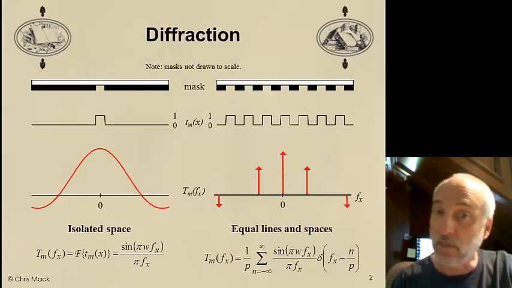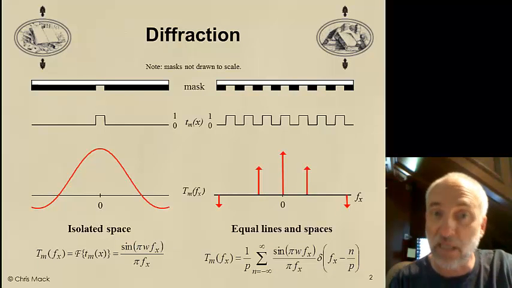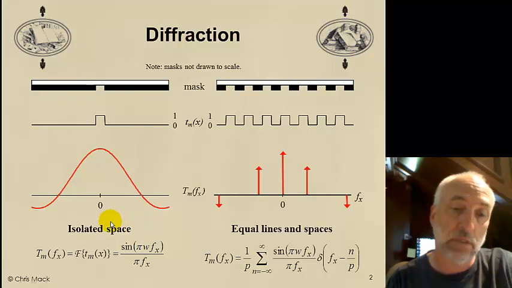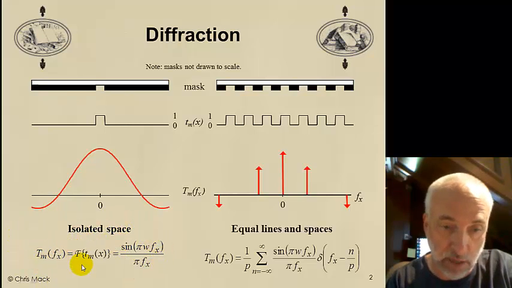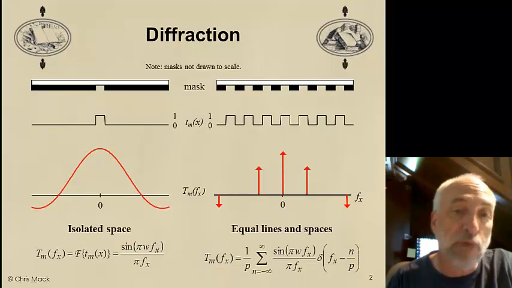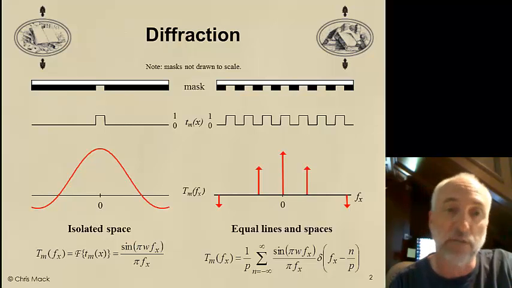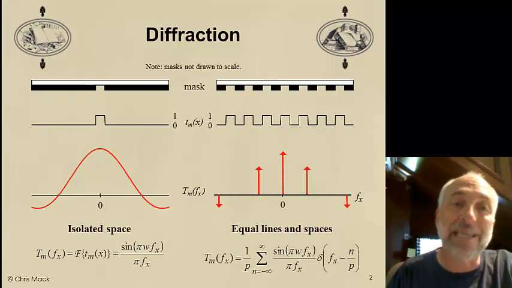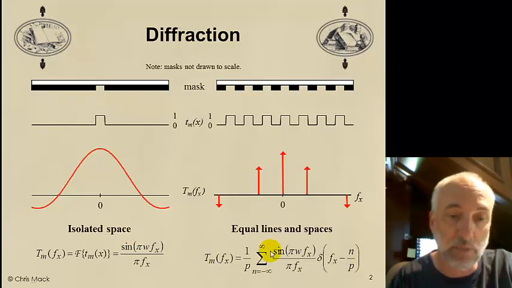As we saw last time, we can get diffraction patterns for any given mask pattern, and we actually derived the diffraction pattern for an isolated space. And here's our answer over here. We arrived at that by recognizing that the far-field diffraction pattern, the Fraunhofer diffraction pattern that we get a long way away from the mask, is equal to the Fourier transform of the mask transmittance function.